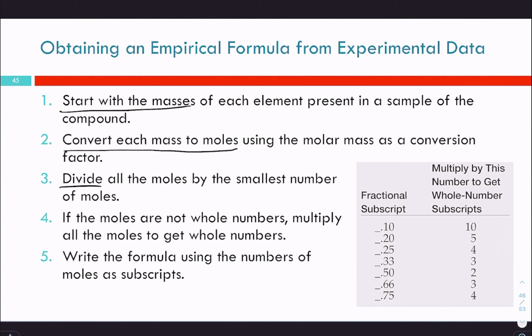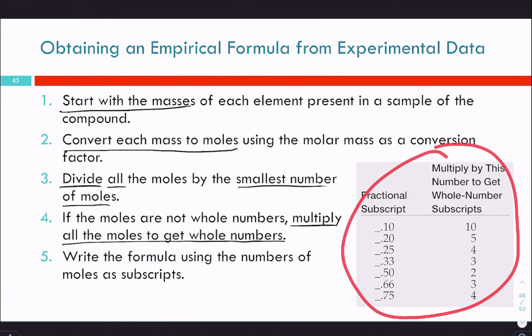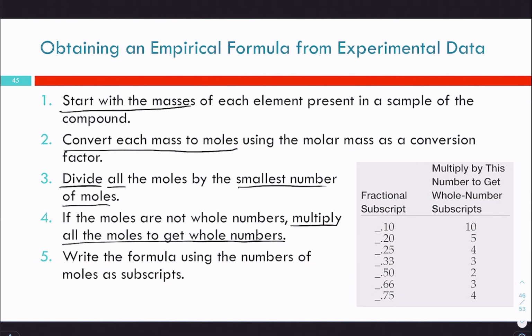Then we divide all of the moles by the smallest number of moles. So we took 3 divided by 1.5, took 1.5 divided by 1.5. Then after that, if you don't get whole numbers or really close to whole numbers, by really close I mean within 0.05, then you have to multiply all the moles to get whole numbers. And that's what this chart is here. So if you divide all of them by the smallest number and one of them has 0.33, then you have to multiply all of them by 3 to give you whole numbers for everything. Because you can't have 1/3 of an atom or half of an atom.